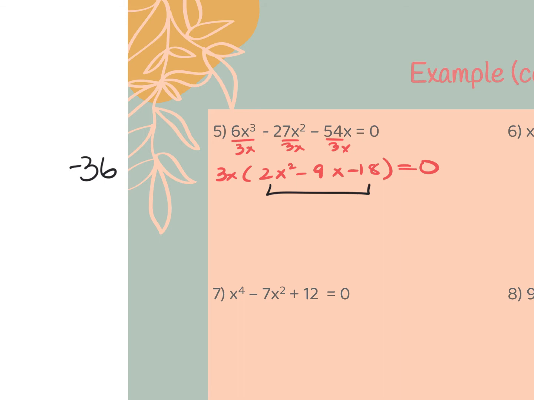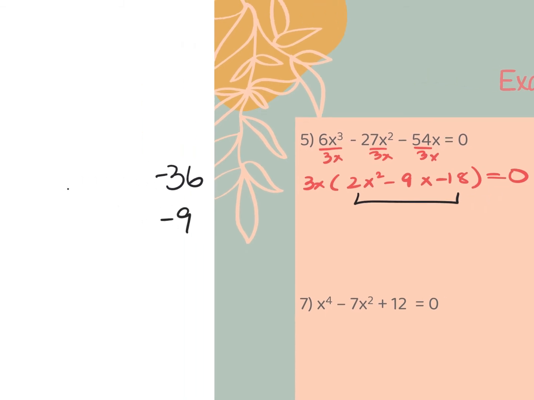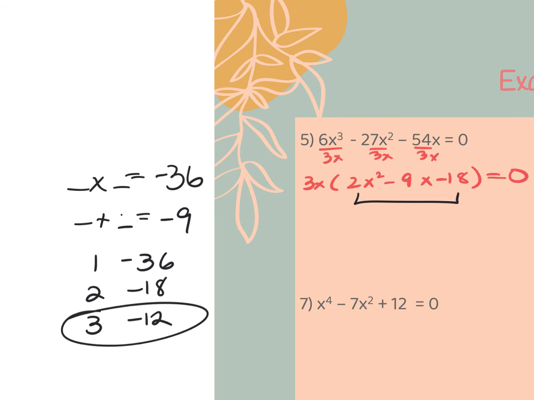So factors in negative 36 that when I combine them give me negative 9. So 2 numbers multiply to give me this, but add to give me this. So if I start my organized list, I know my signs need to be different. So 1 and negative 36, 2 and negative 18, 3 and negative 12, and that's my magic combination.